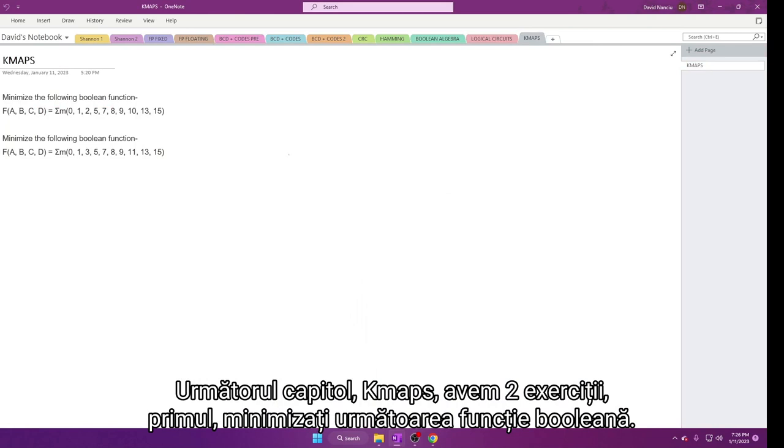Next chapter, K-maps. We have two exercises. First one, minimize the following Boolean function F, with arguments A, B, C, D. Sum of minterms 0, 1, 2, 5, 7, 8, 9, 10, 13, and 15.